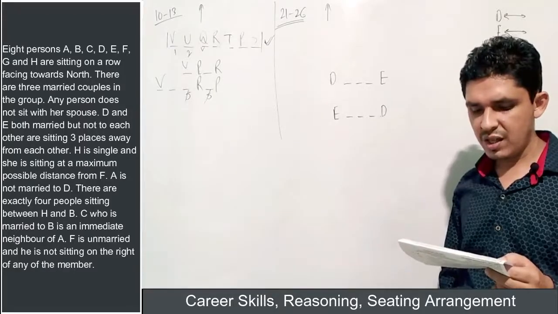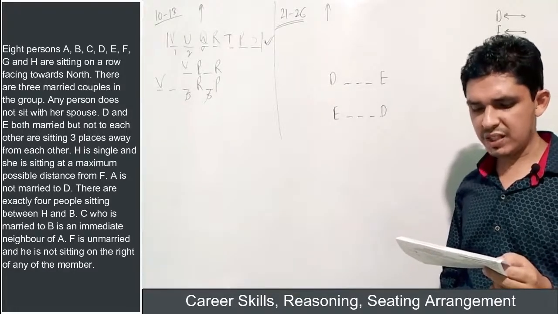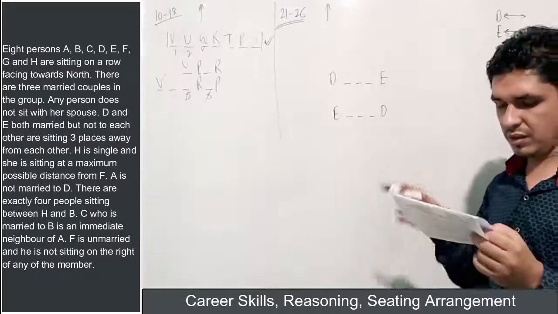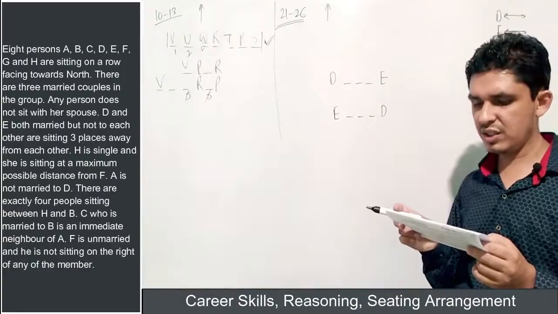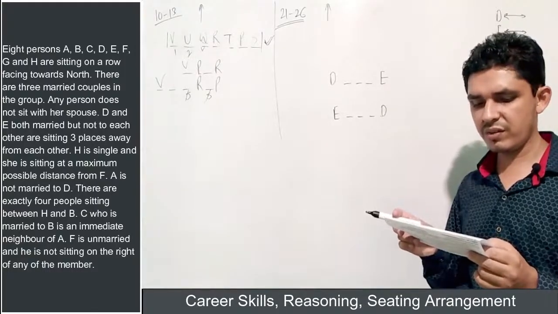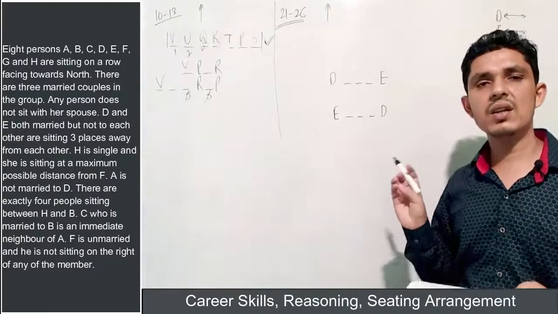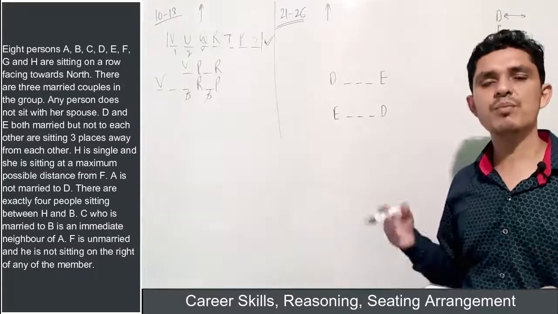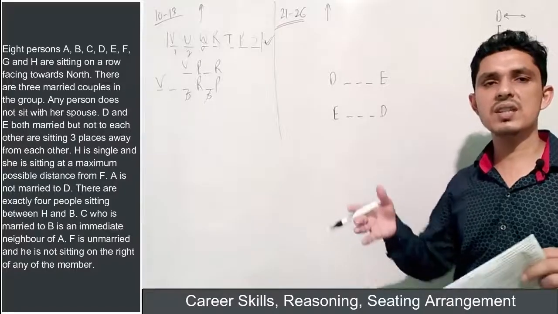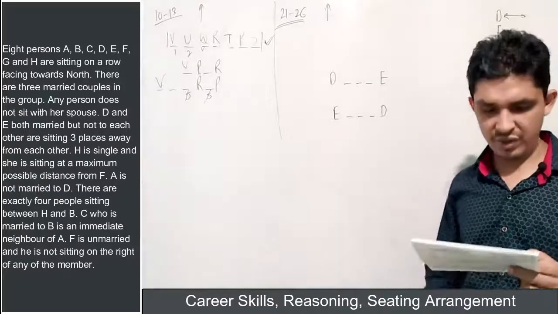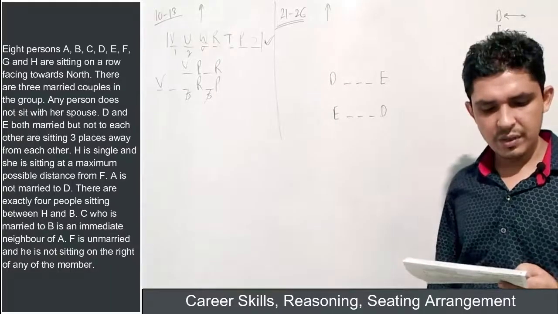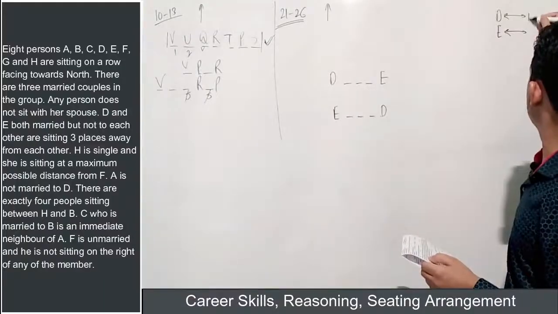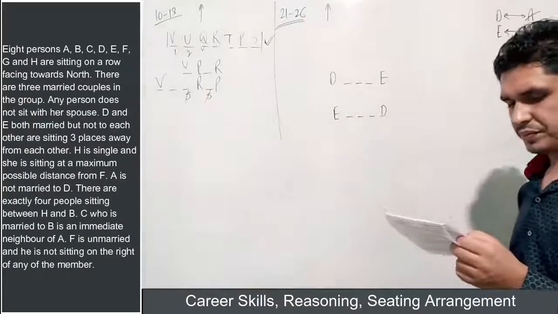H is single and she is sitting at the maximum possible distance from F. Okay, that means H is single and she is sitting at the maximum possible distance of F. If we check the total number of people, that is 8, and F is sitting at the maximum possible distance from H, that means there are 6 people between F and H. Okay, A is not married to D, that means A should not be here.